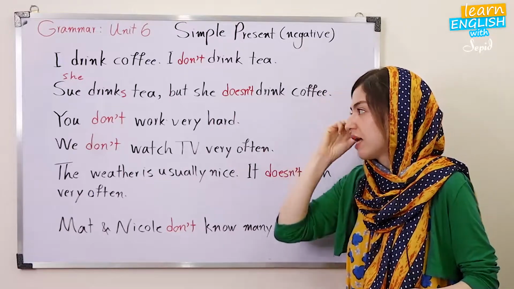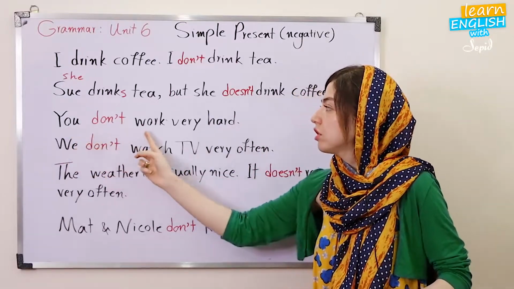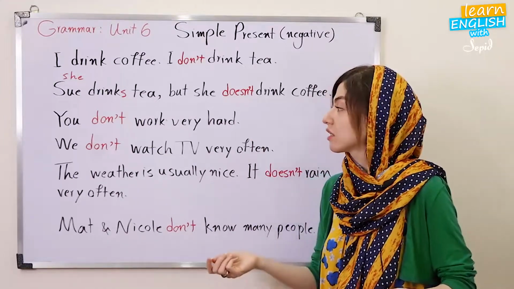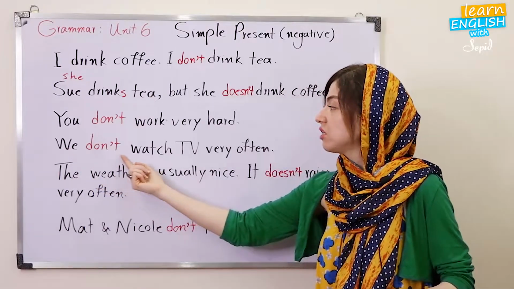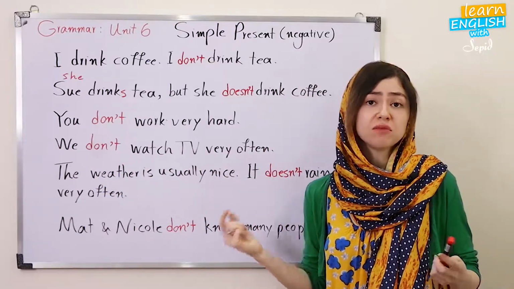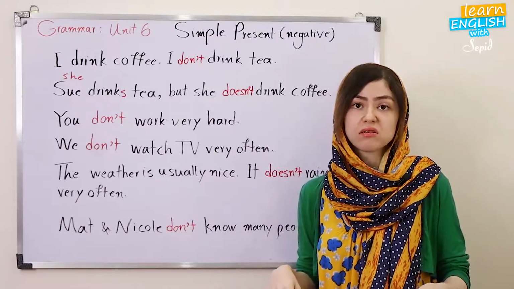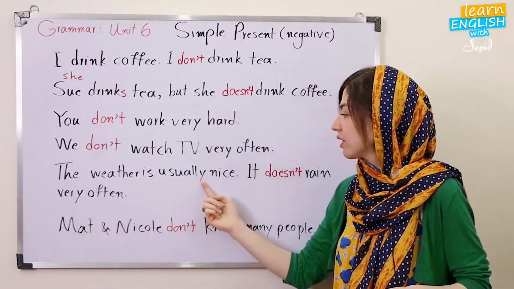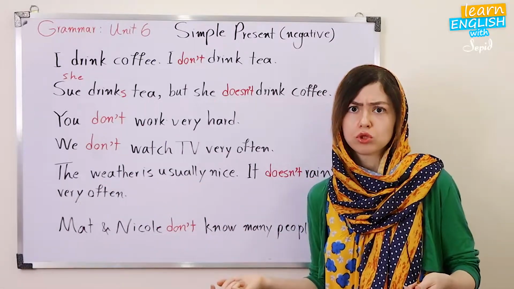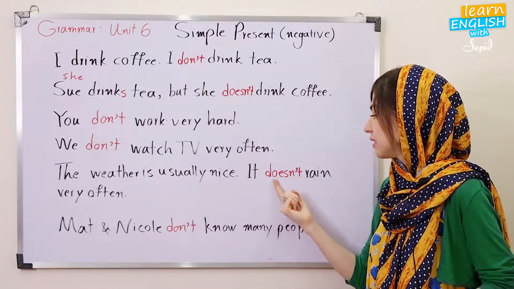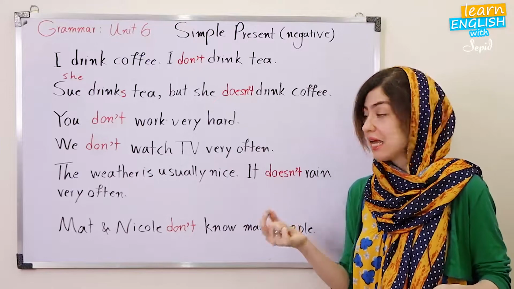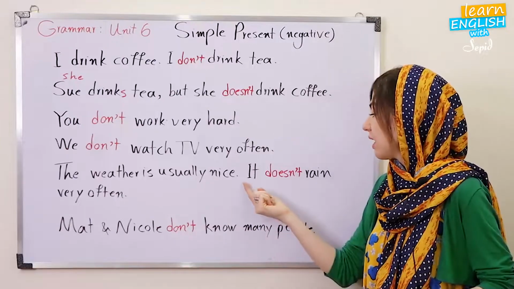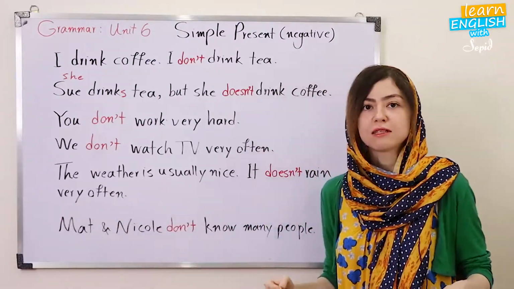Now let's go to the next example. You don't work very hard. So it means you are lazy. You don't work very hard. And next, we don't watch TV very often. It means it's not our habit, okay? So we don't watch TV. And the weather is usually nice. So the weather is nice. It doesn't rain. So again, here we have it. We need doesn't instead of don't. It doesn't rain very often.